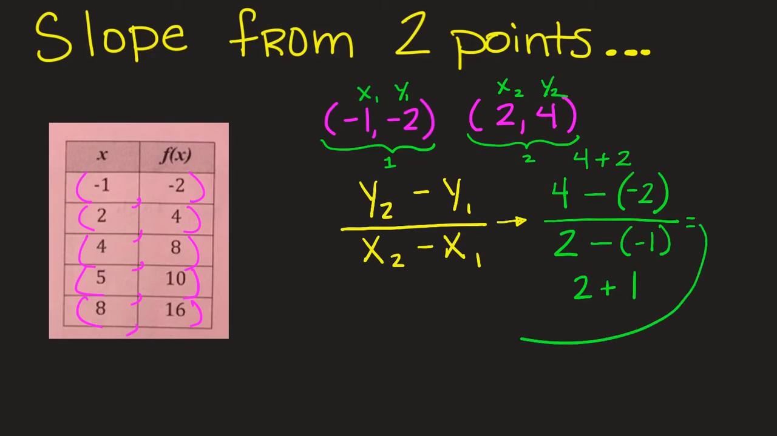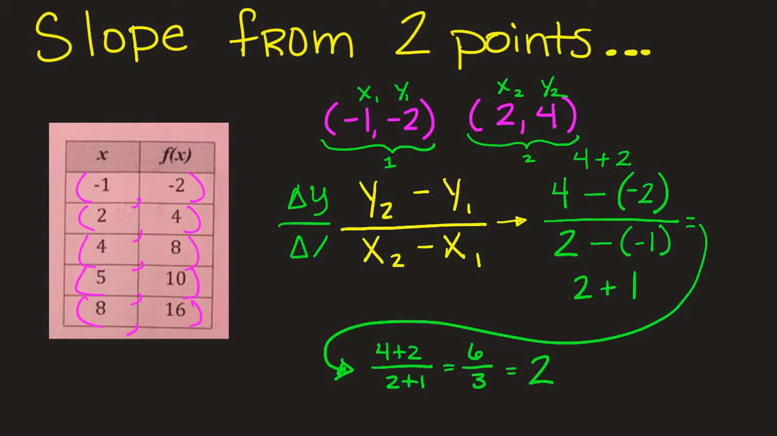So I bring it down here and keep following along. So we have 4 plus 2 on the top over 2 plus 1 on the bottom. So 4 plus 2 equals 6 over 2 plus 1 equals 3. So 6 over 3 is 2. So we have the exact same slope. Again, y2 minus y1 over x2 minus x1. And just so you know, that's your change in y over change in x. It's the same thing that I just showed you on the table.